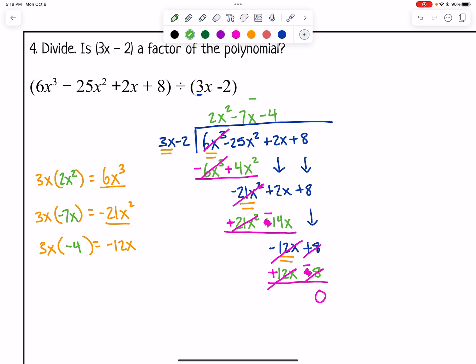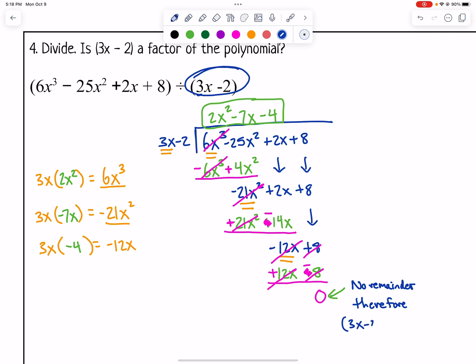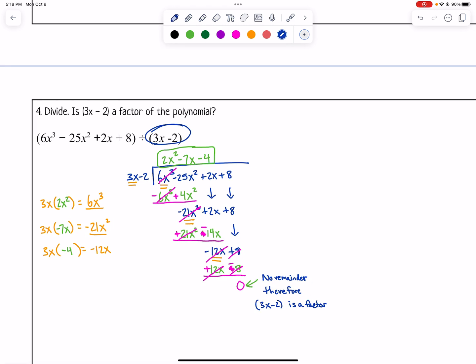And so we have our quotient, which is 2x squared minus 7x minus 4. And then because there is no remainder, we would say that 3x minus 2, or what we divided by, is a factor of the polynomial. So I'm going to write that. There is no remainder because we ended up with a 0. And therefore, we know 3x minus 2 is a factor of this polynomial. So that's it for number 4.